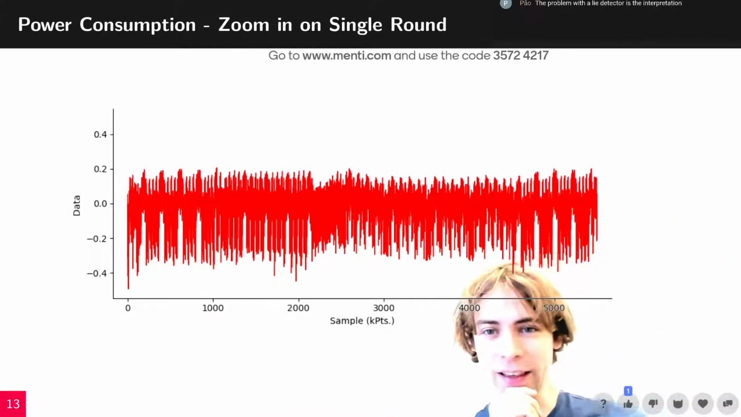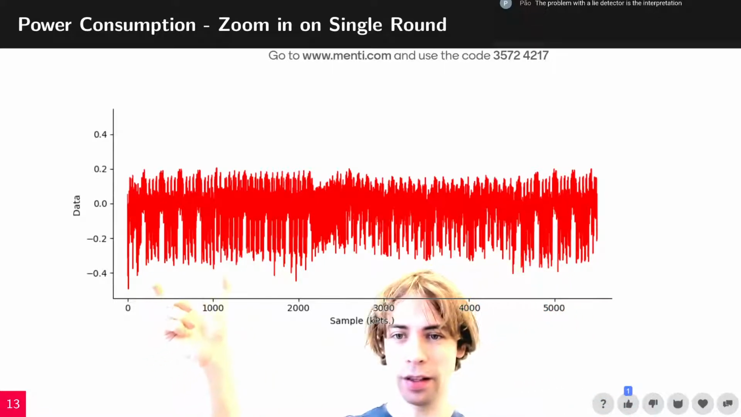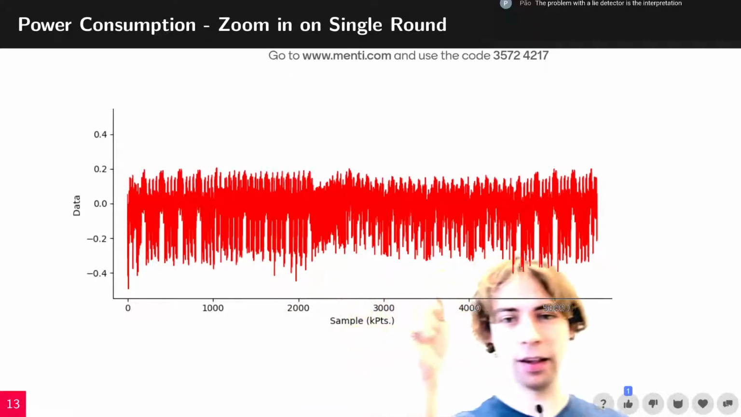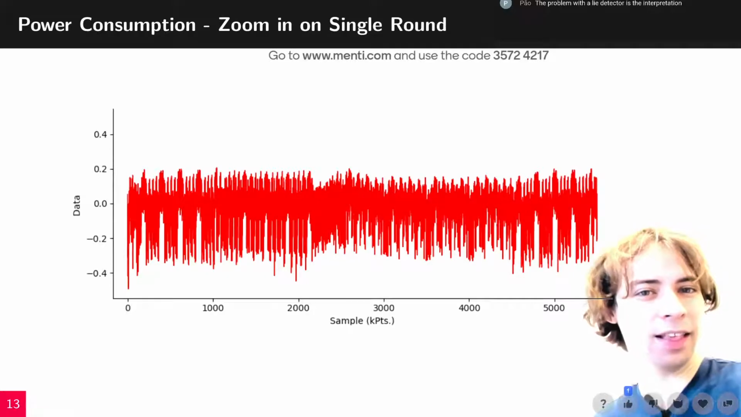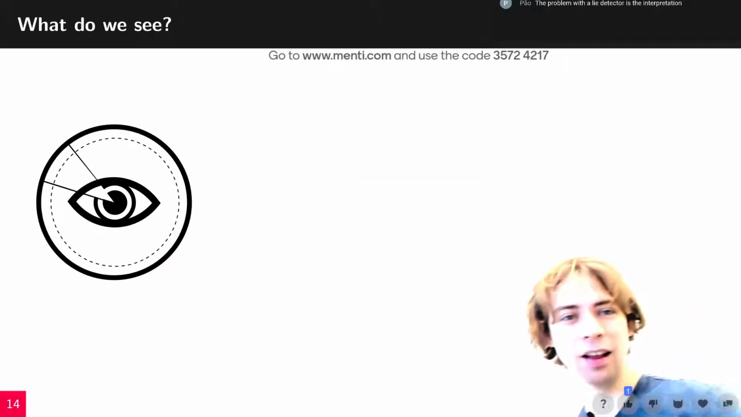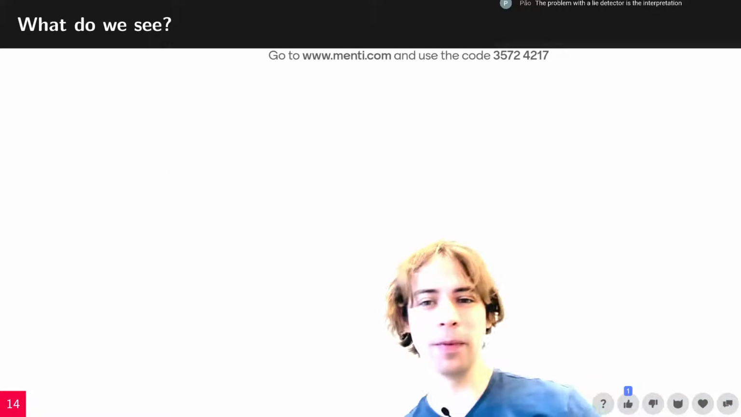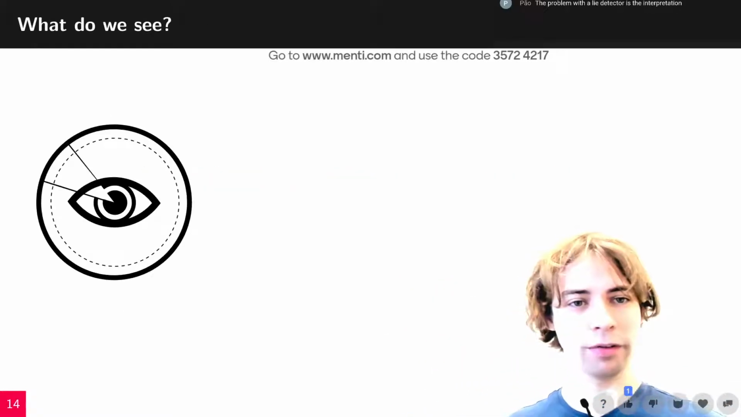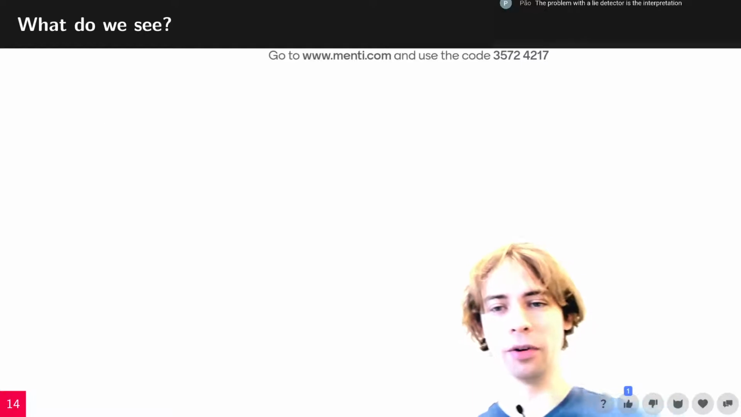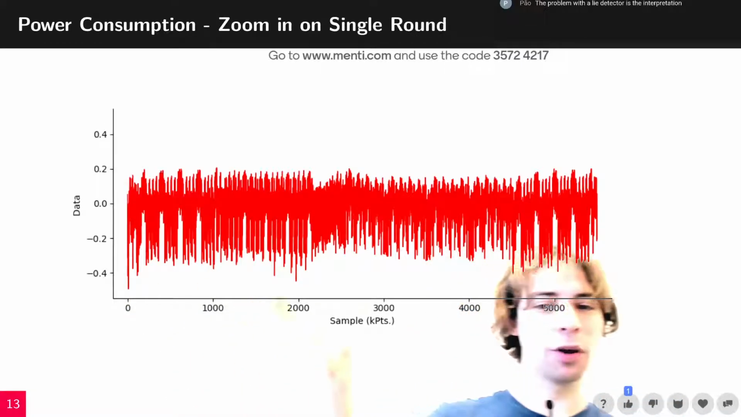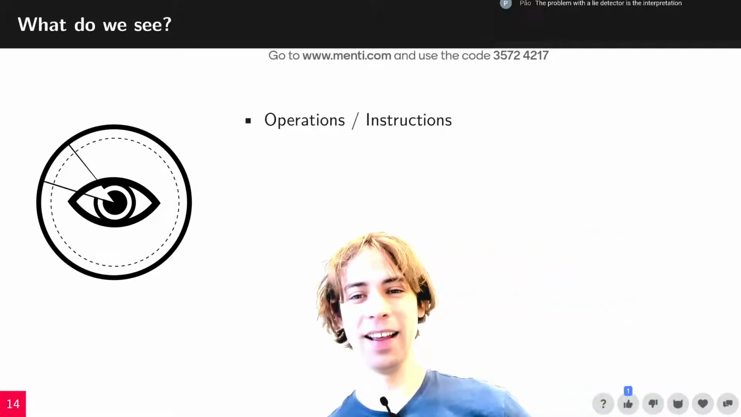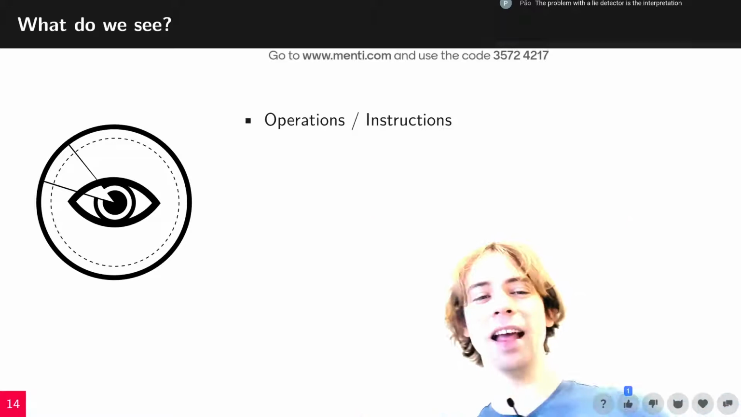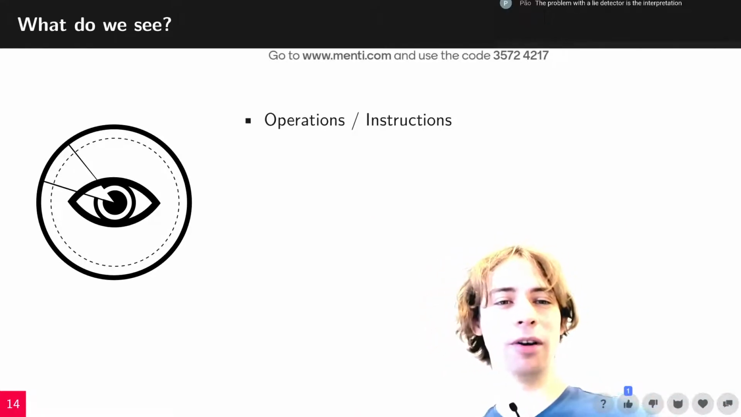Okay, interesting. What do we see here? This phase here looks different from this phase. So it looks like we have something like 4 phases in there. Maybe I don't resolve that, but you know that AES has 4 different operations every round, right? Interesting to see. Operations and instructions, we can see them in the power traces.